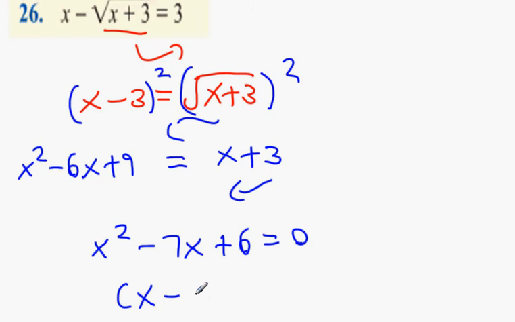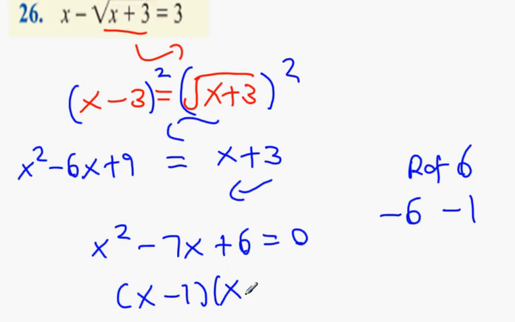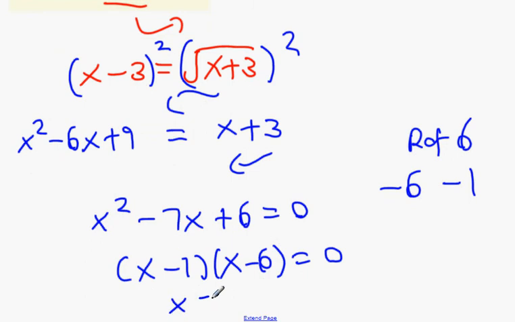Okay, so reference number is 6. We're going to get minus 6 and minus 1. X minus 1, x minus 6 equals 0. X equals 1, x equals 6. Will it work for both of these numbers?